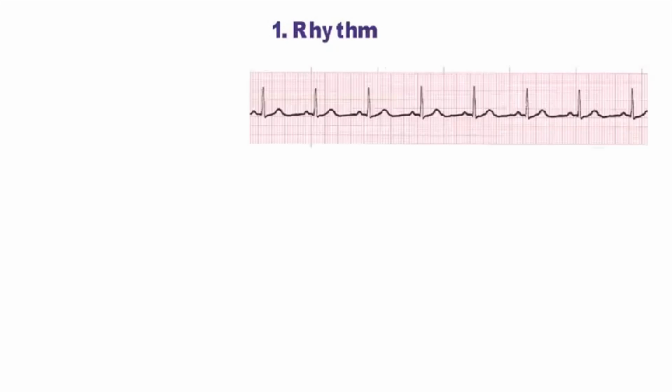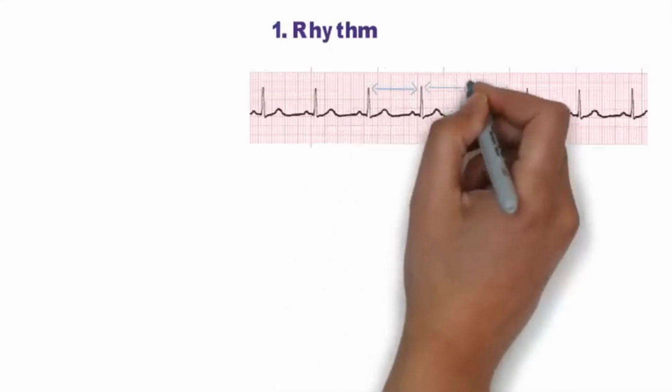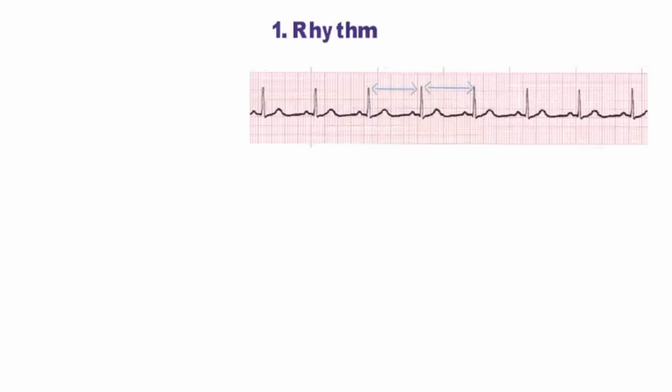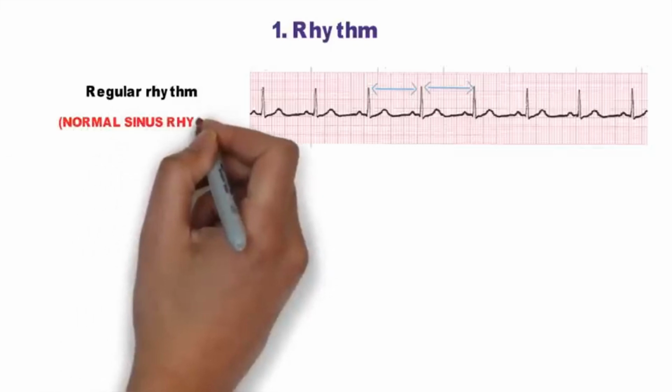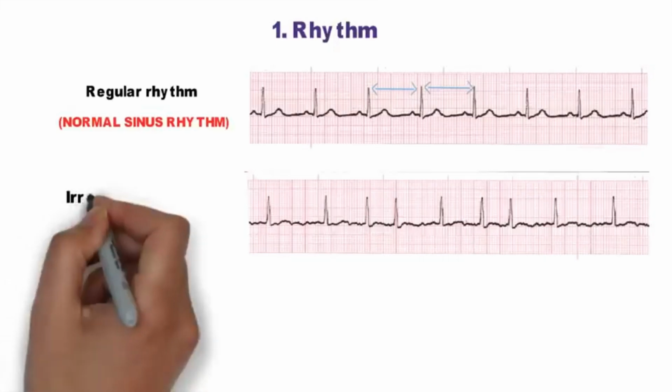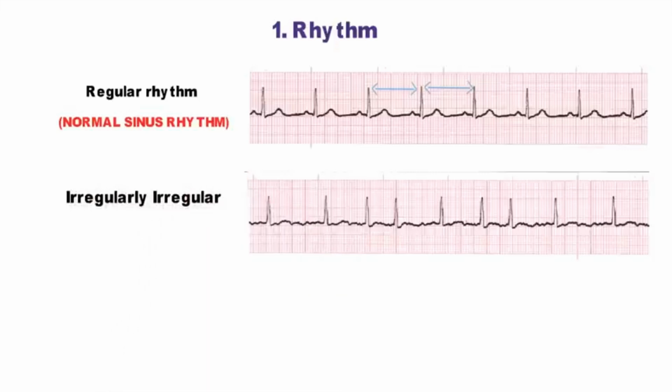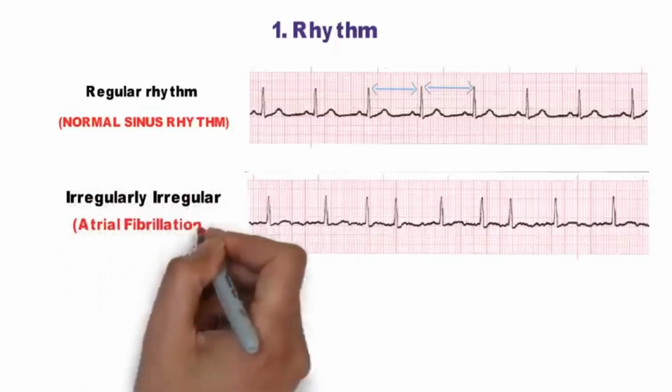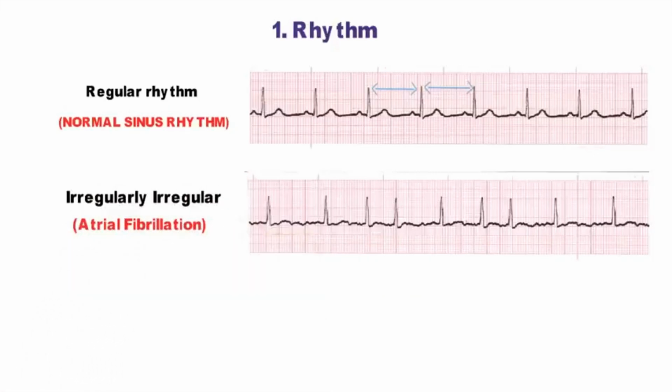Now step 1 is rhythm. To check the rhythm, we check the RR interval. As in this ECG, the RR intervals are equal and there is a P wave before every QRS complex. So this is a normal sinus rhythm. In this second ECG, as you can see, the RR interval is not equal at any time and there is no identifiable P wave. The rhythm is irregularly irregular, which occurs most commonly in atrial fibrillation.